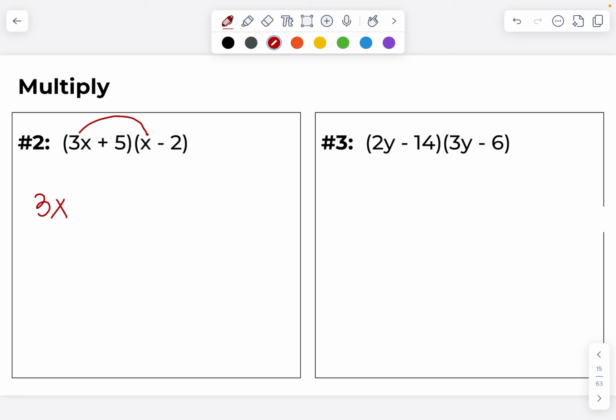So that'll give me 3x squared. And again, I can put in a 1 here if that's useful for y'all. So 1 plus 1 is going to give me 2.